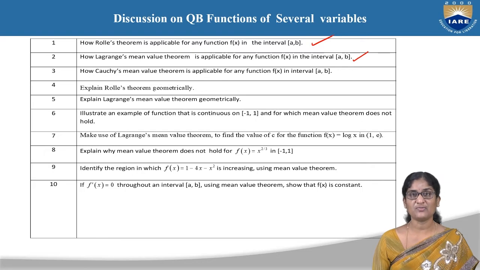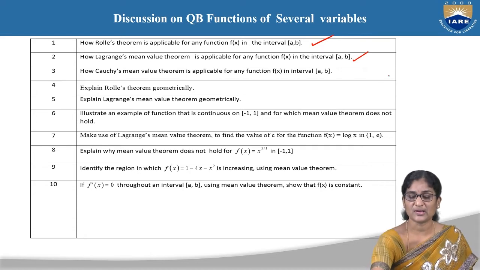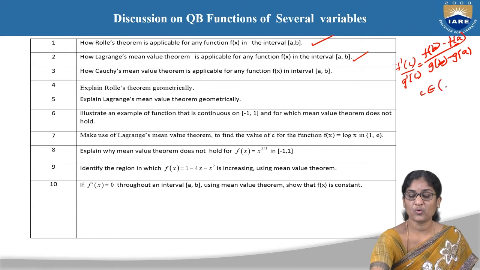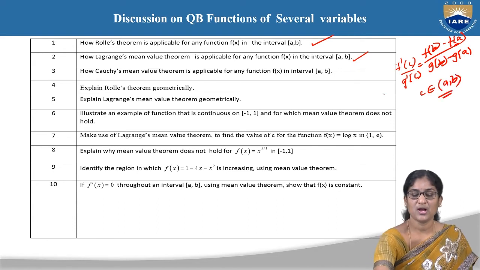and g of b minus g of a is not equal to 0, that is, g dash of x is not equal to 0 for all the values between a and b. If all these conditions are satisfied, then the functions are capable of applying Cauchy's mean value theorem. Then according to Cauchy's mean value theorem, f dash of c divided by g dash of c is equal to f of b minus f of a divided by g of b minus g of a. And here, c is a value which belongs to the open interval a comma b. So this is Cauchy's mean value theorem.